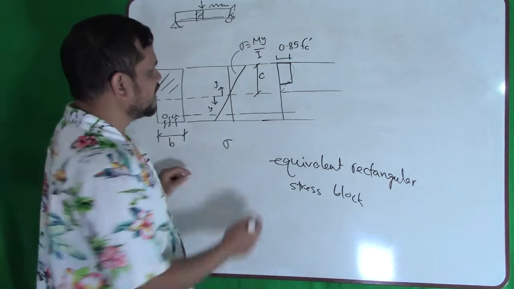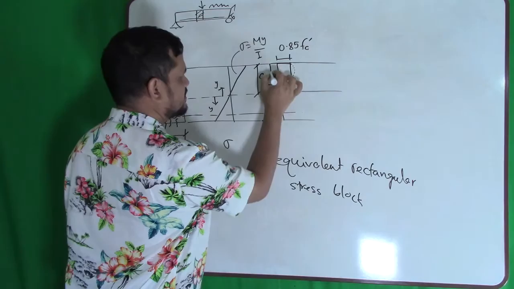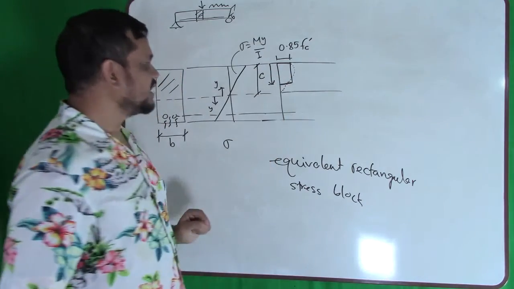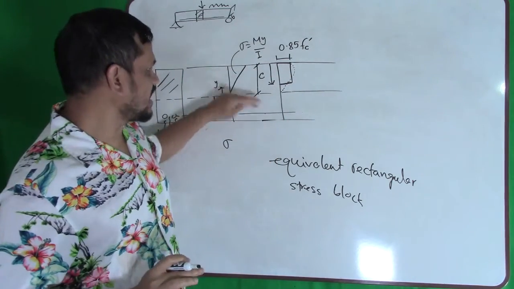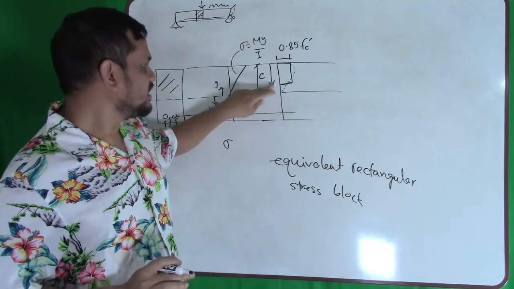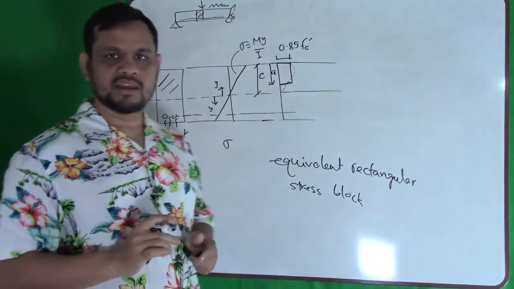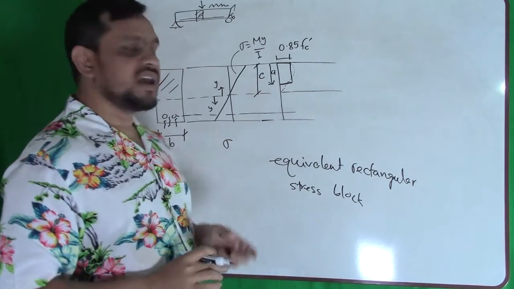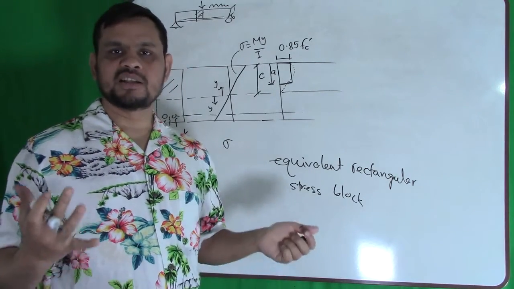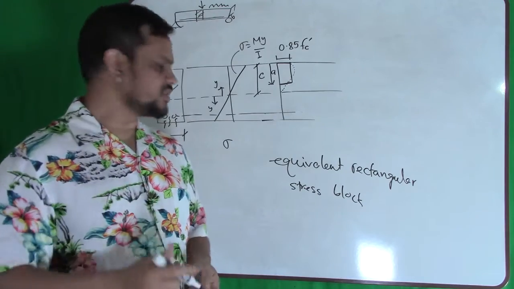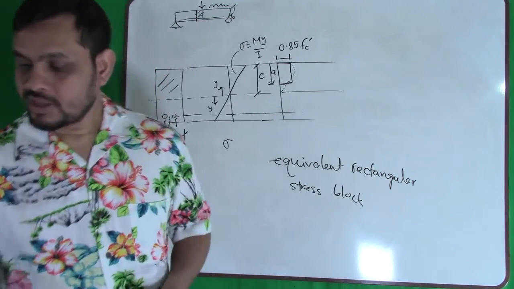Now this depth is no longer c, because c is up to the neutral axis. This depth we call a. Now you can see a is smaller than c. How to find the value of a? That is a big question. Now how to find it?